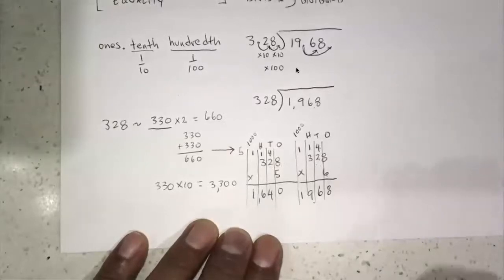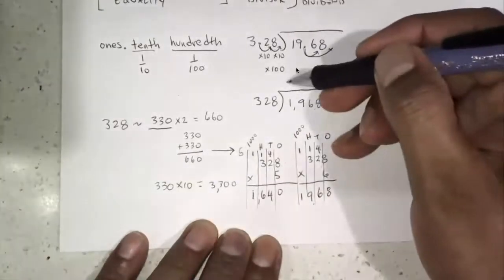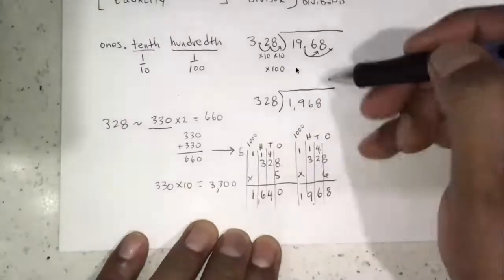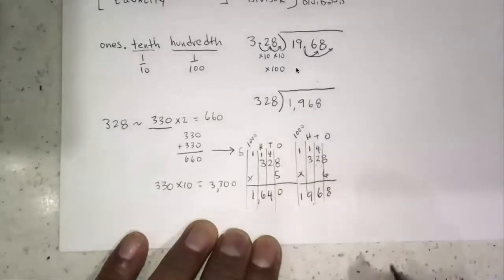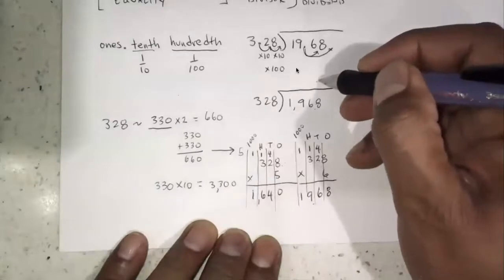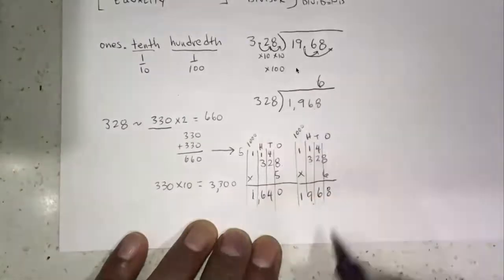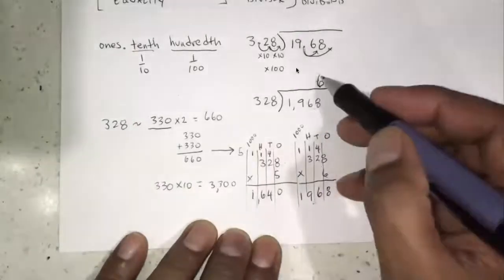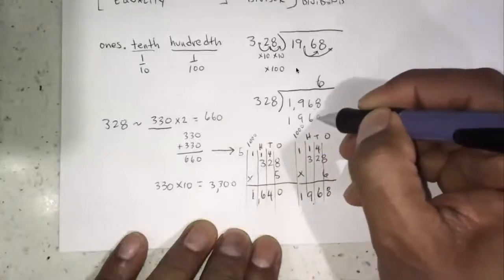Good. All right. So as we're doing this, where do we put the 6? Over the 1, over the 9, over the 6, or over the 8? Remember, these have placeholders. Good. You guessed it. Over the 8 as a placeholder. What will happen if we put it over the 1, or over the 9, or over the 6? Because we know that 6 times 328 is 1,968. I'm going to move over here.